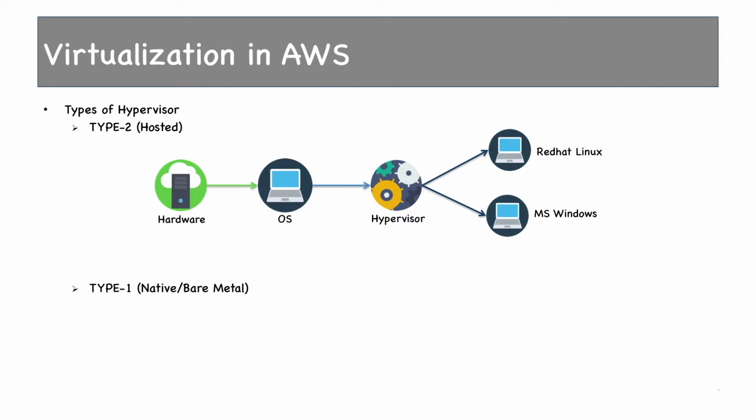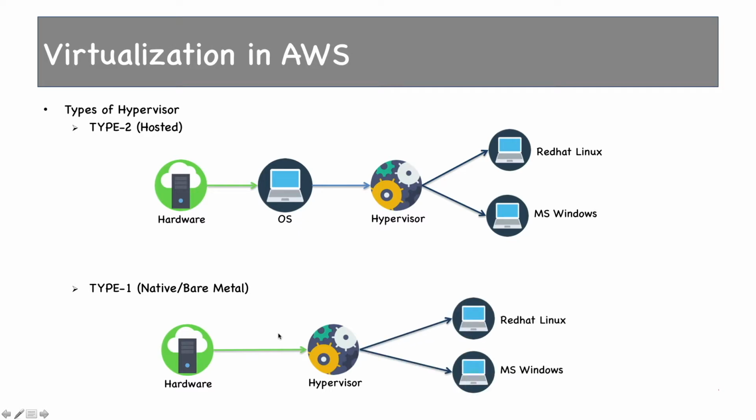Then you have type 1, which is also called native hypervisor or bare metal hypervisor. The reason it is bare metal hypervisor is because you install the hypervisor on top of the hardware directly. You do not have any operating system in between. And as usual, you install the virtual machines using the hypervisor.